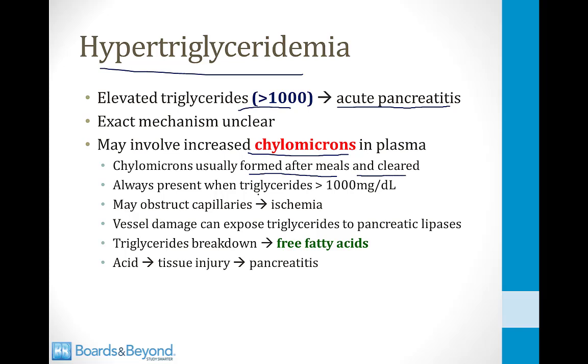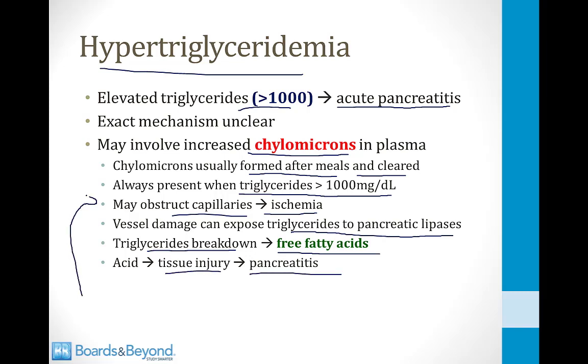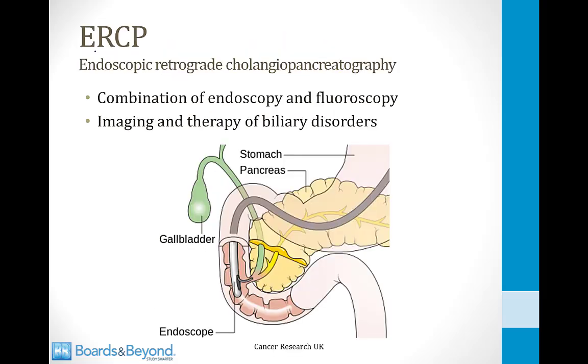However, they are always present in the plasma when the triglyceride level gets over 1,000. This may obstruct capillaries and lead to ischemia, and the vessel damage can expose triglycerides to pancreatic lipases. The triglycerides can then be broken down, and this can lead to the formation of free fatty acids in the pancreas. The acid can lead to tissue injury, and that can trigger pancreatitis. And this is believed to be the mechanism of acute pancreatitis and hypertriglyceridemia.